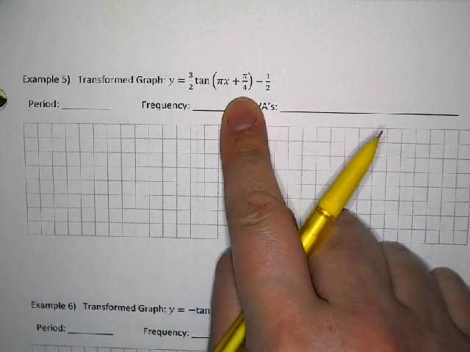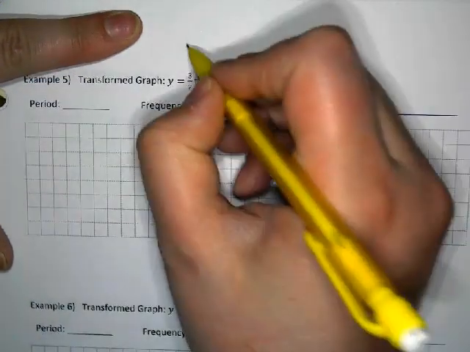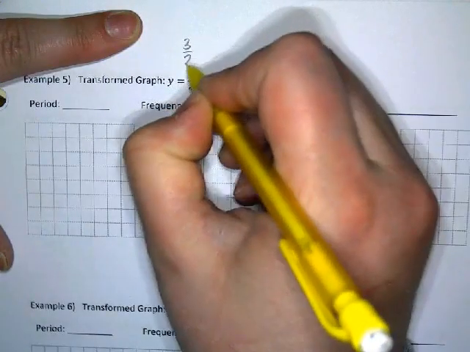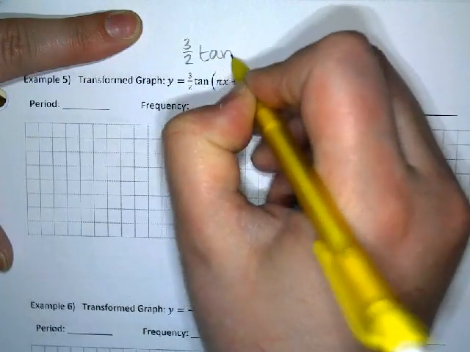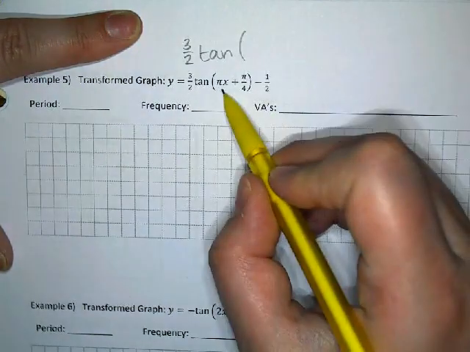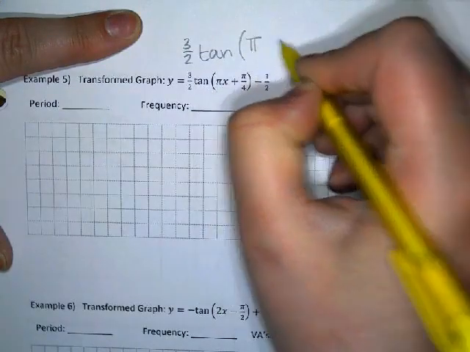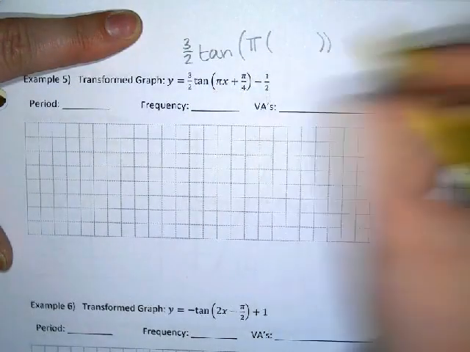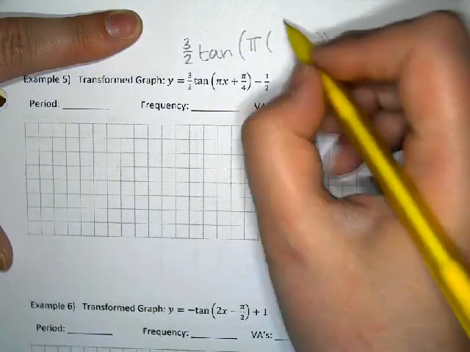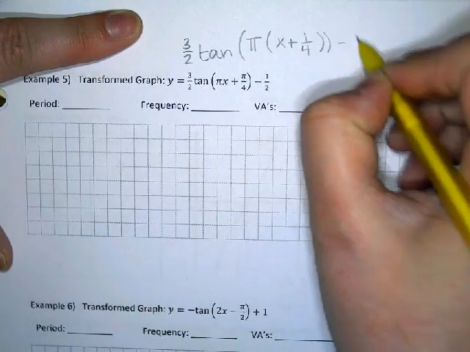So before I start writing down the other information, let's go ahead and factor the inside of the function to see how far the graph is going to shift. So what can I factor out? A pi. And if I factor out a pi, what is left over? X plus 1/4. Okay, minus 1/2 on the end.